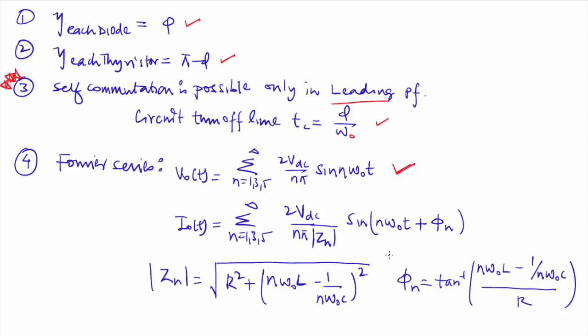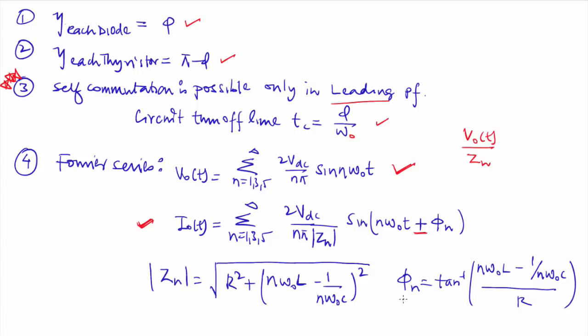This is the same for all kinds of load. Now if I talk about i naught of t, I already know i naught of t is equal to v naught of t upon Zn. So v naught of t divided by Zn is shifted by some angle phi n, obviously, but this plus or minus will depend upon whether it is a leading type of load or a lagging type of load.